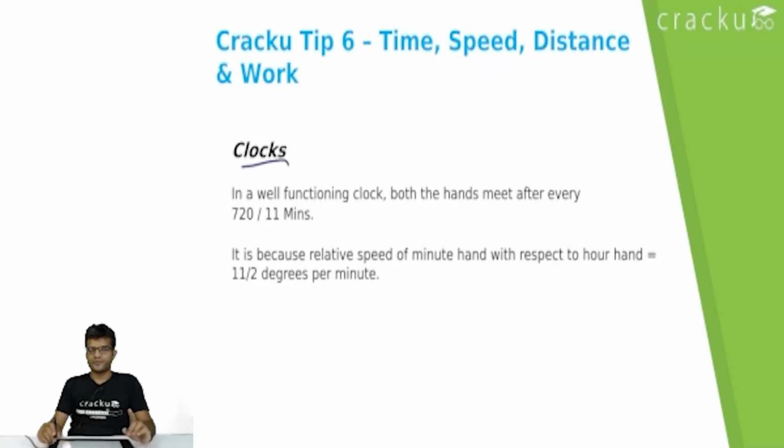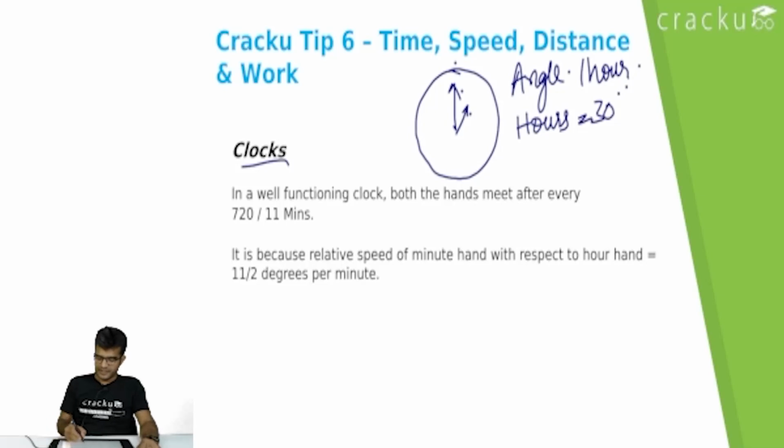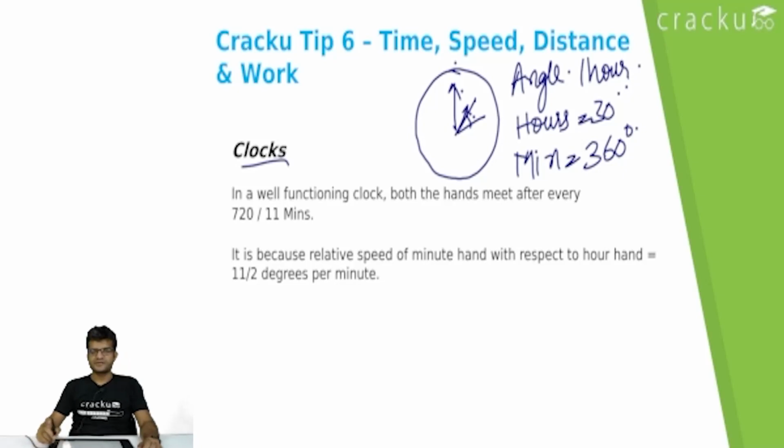Clocks. Clocks also is a very important topic. One of the things that you should remember is that in a well-functioning clock, which doesn't lose time, if you have the minutes hand and you have the hours hand, the angle covered in 1 hour, the hours hand moves 30 degrees and the minutes hand moves 360 degrees. Because in 1 hour, the hours hand will move exactly 1/12 of the entire circle. The entire circle has 360 degrees.